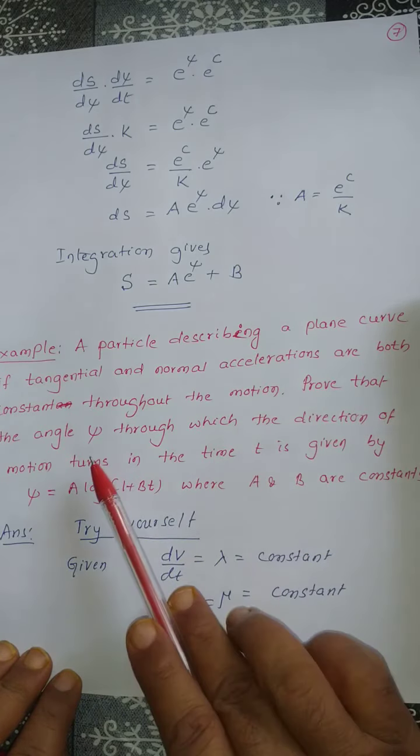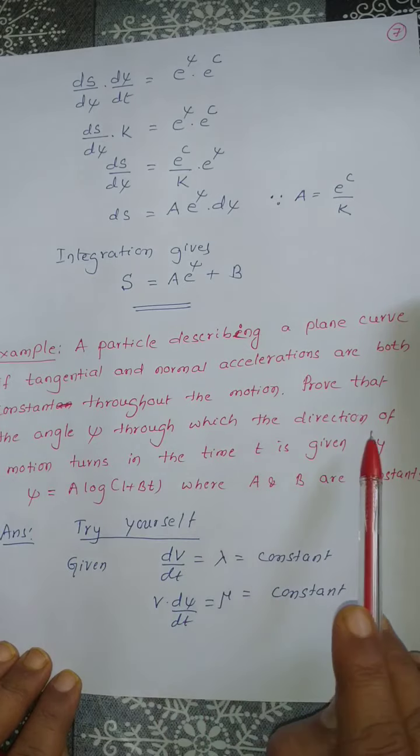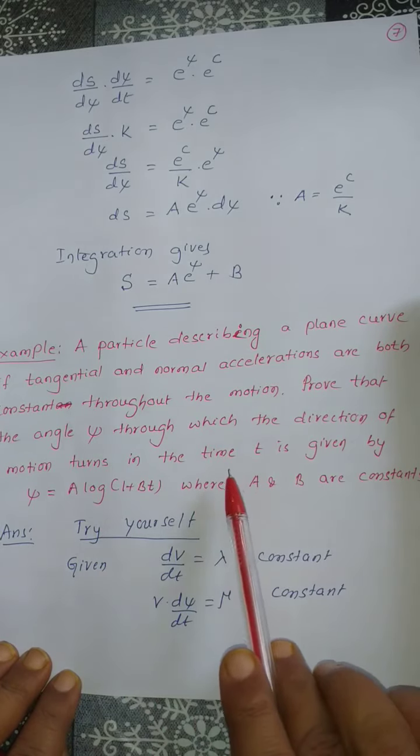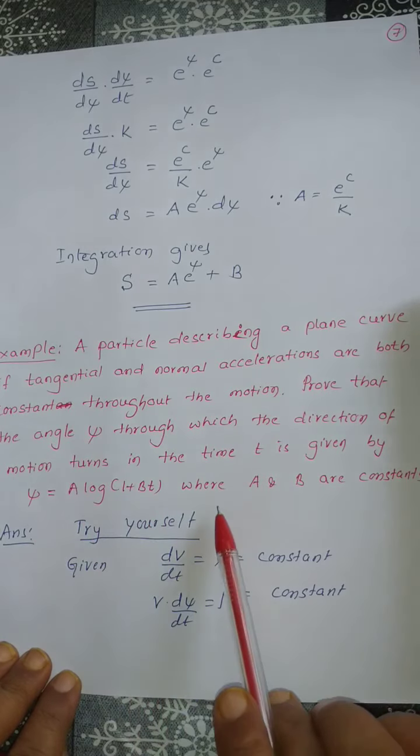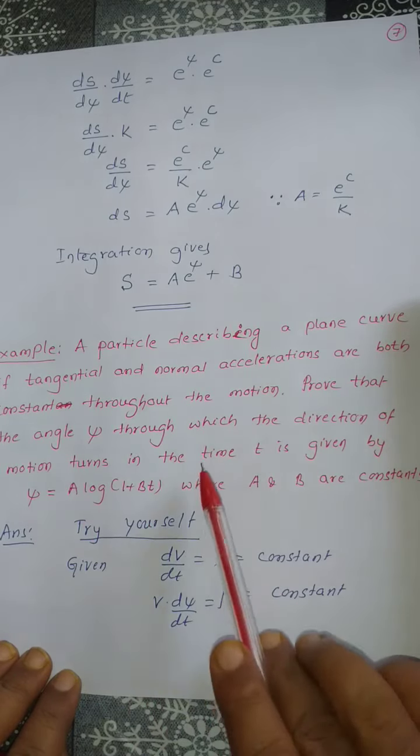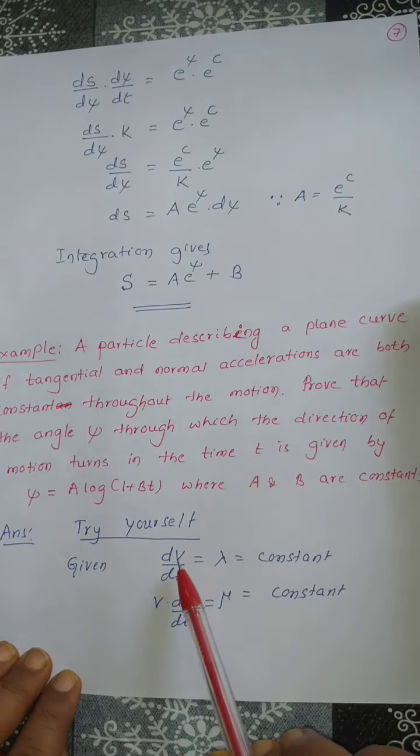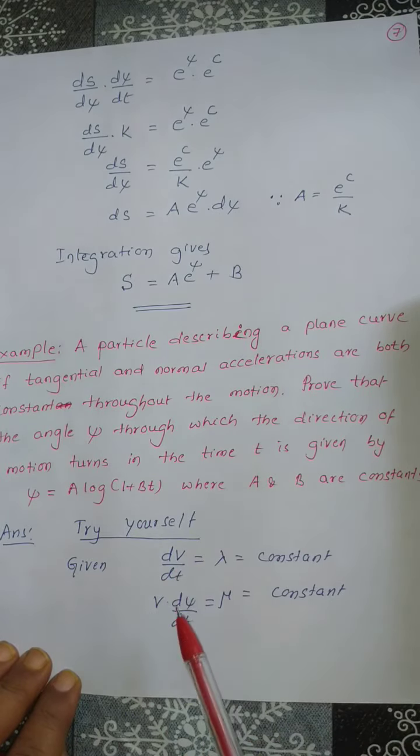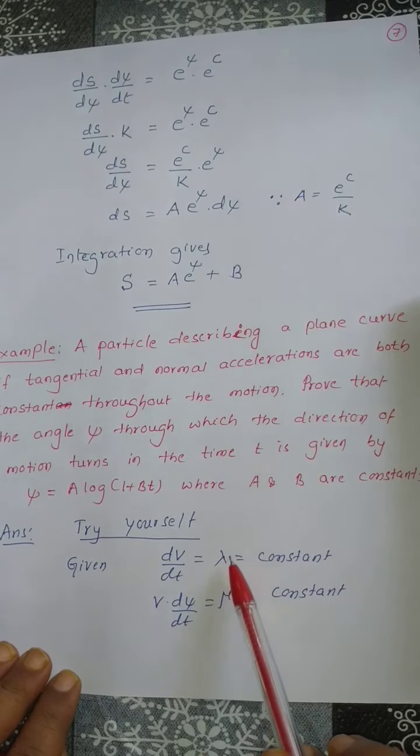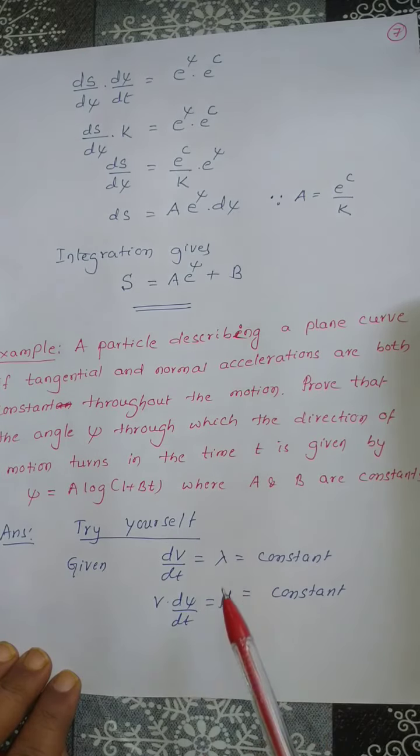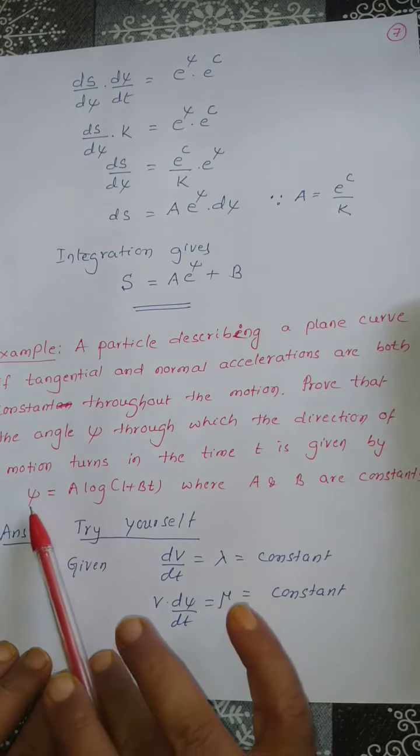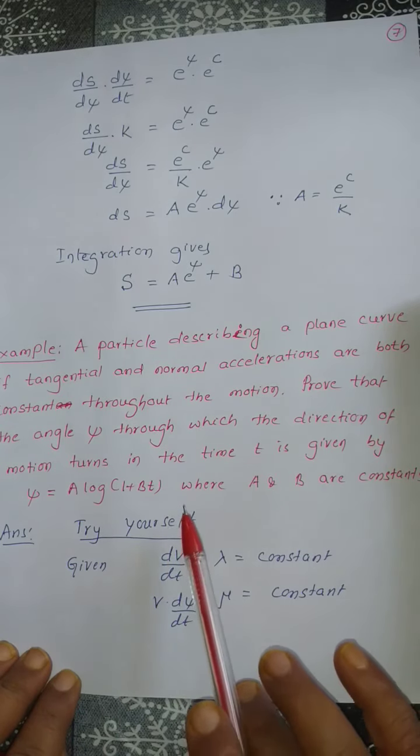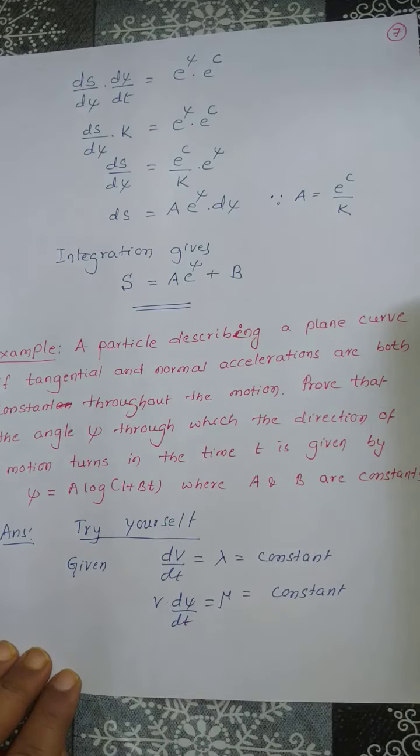A particle describes a plane curve if the tangential and normal accelerations are both constant throughout the motion. Prove that the angle psi through which the direction of motion turns in a time t is given by psi equals a log 1 plus bt, where a and b are constants. You try this example. It is given that this is the tangential acceleration, this is the normal acceleration, both are constant. One is taken as lambda, another is taken as mu. You are free to take any constant terms here. So using this, you try and get this formula. If it is possible, try. If you don't get it, we'll do it in the next class.